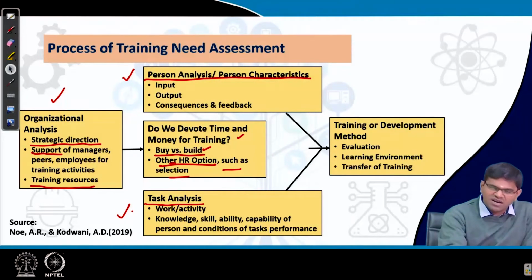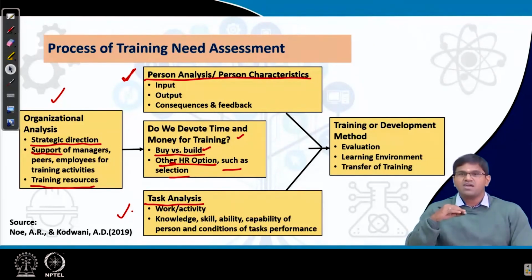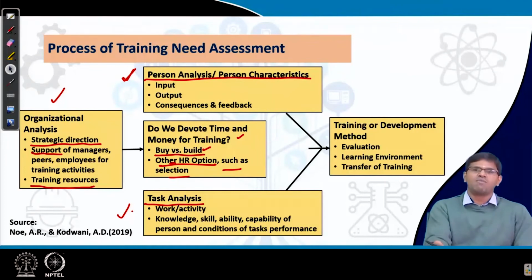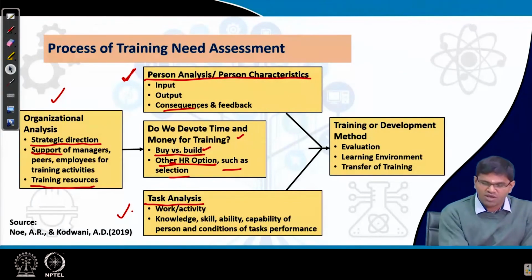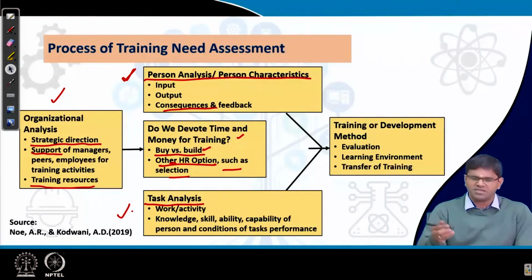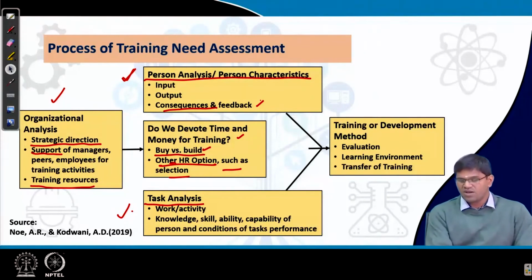Then if you look at person analysis, or person characteristics, now we are going to the individual employee level, whether the employee has adequate input in terms of their knowledge, skills and abilities, and resources; the output, in the sense of how effectively they perform the job activity; then consequences and feedback. If they perform, what are we going to do? Are we going to provide incentives, or additional remuneration? And if they are not doing well, what type of feedback do we provide? This will impact the training and development method.